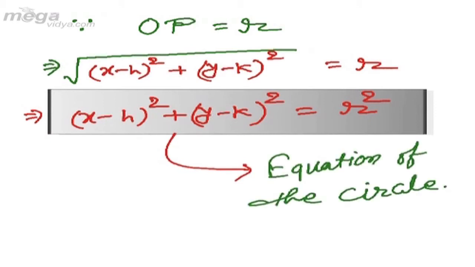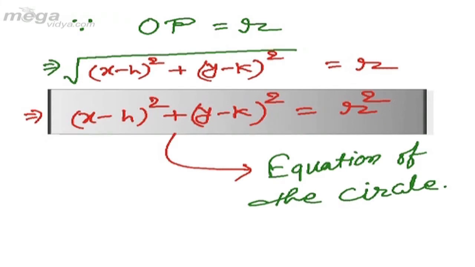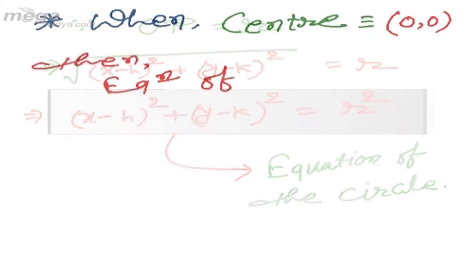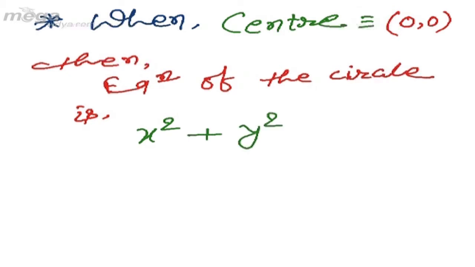Now we will find out a particular case when this center is (0, 0), that is the origin. Then what will happen? See, origin, then the center (h, k) becomes (0, 0). So h will be 0, k will be 0, and hence we get, when the center is (0, 0), the equation of the circle becomes x square plus y square is equal to r square.